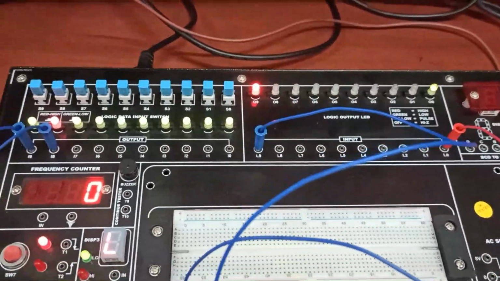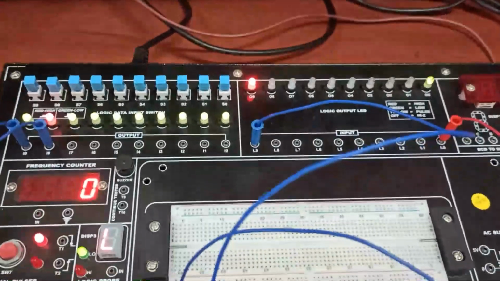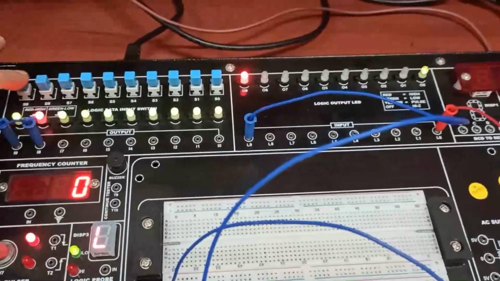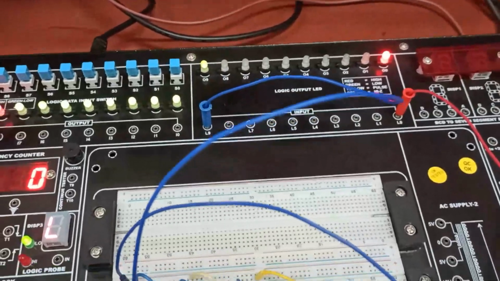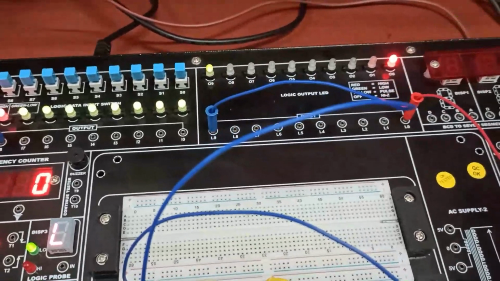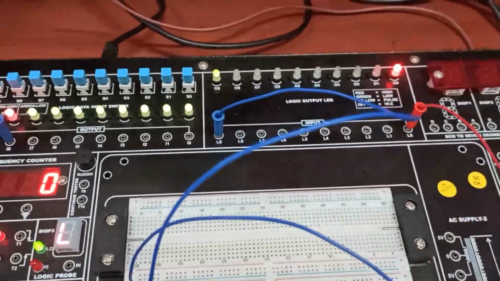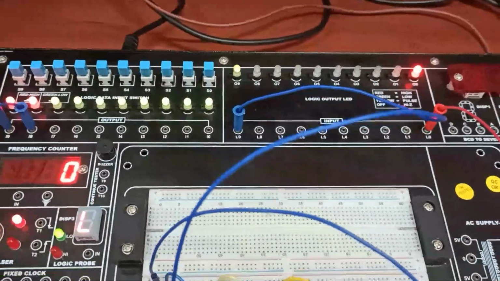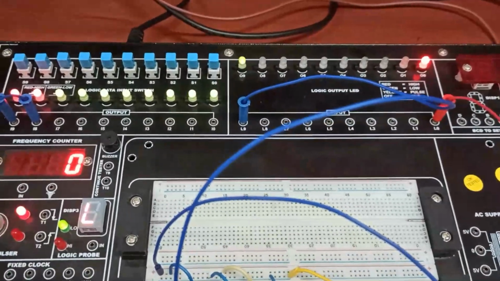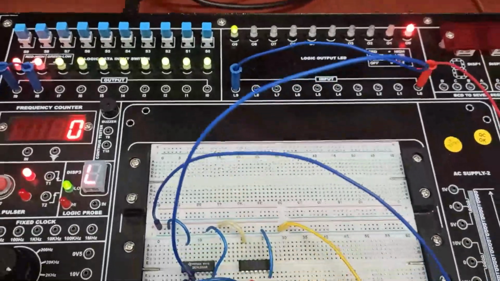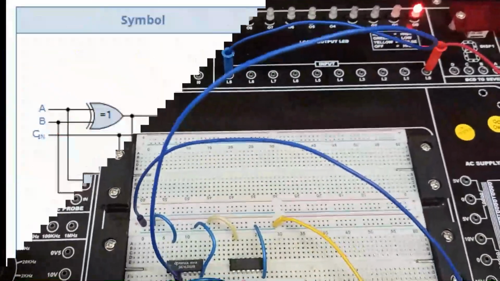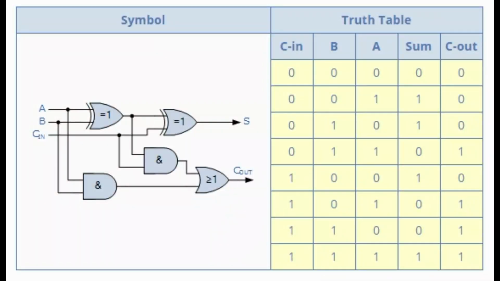Okay, now I will make both the inputs 1. Now you can see that carry has become 1 and sum has become 0. So my truth table is now verified for a half adder circuit. Now we shall go for a full adder circuit.